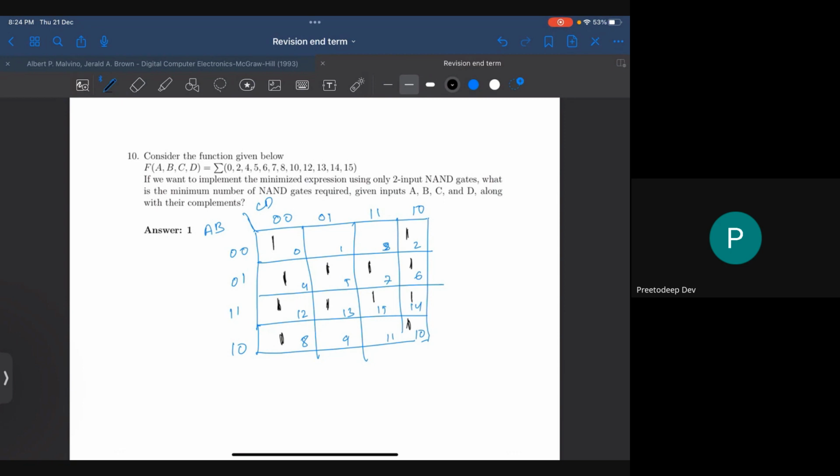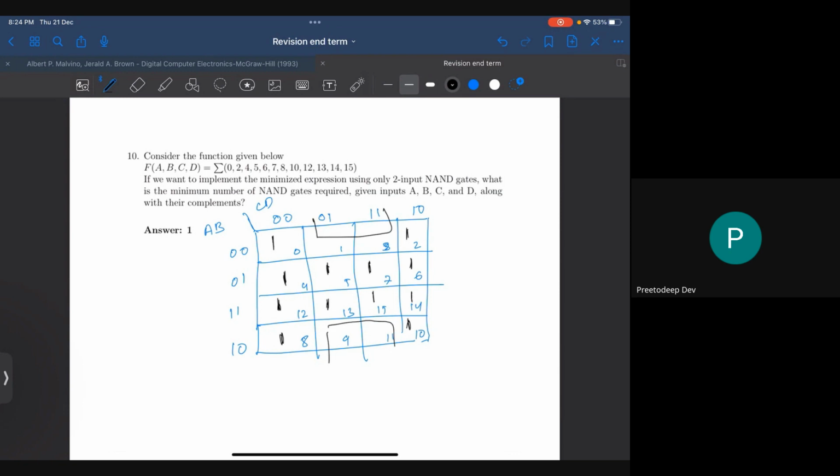Okay, so you can see that you have to find these things, right? If you find the POS, that will be very easy, right? It will be just one term.